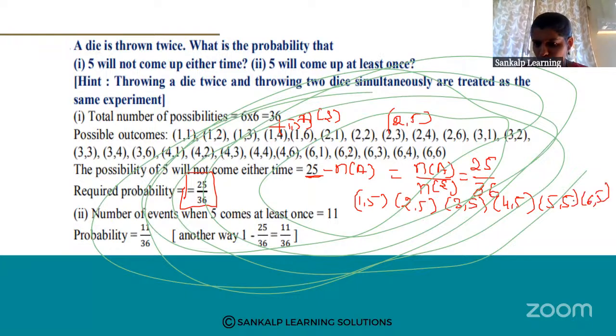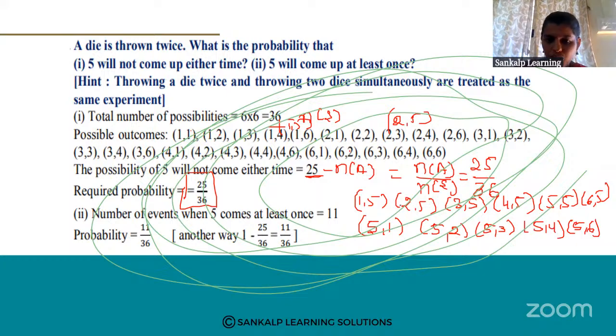1 2 3 4 5 6. Next 5 1, 5 2, 5 3, 5 4. 5 5 we have already written. 5 6. So 5 5 is written. So 5 6. How many outcomes will you get? That means the number which is having 5 at least once: 1, 2, 3, 4, 5, 6, 7, 8, 9, 10, 11. There are 11, right? So this is n of B. Therefore the probability of getting 5 at least once is n of B divided by n of S. So n of B is 11 divided by 36.